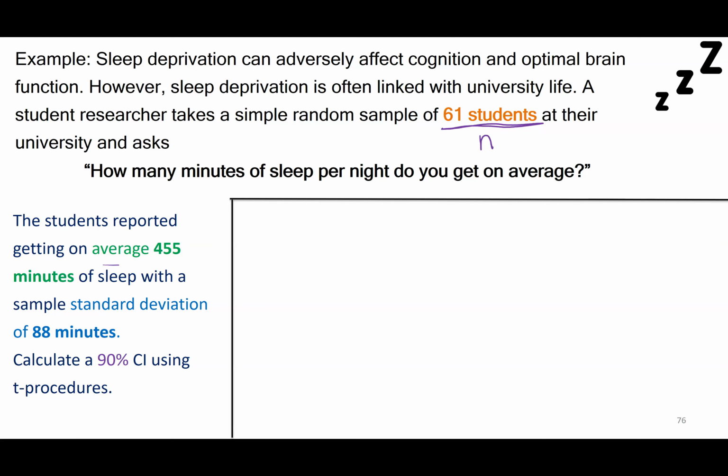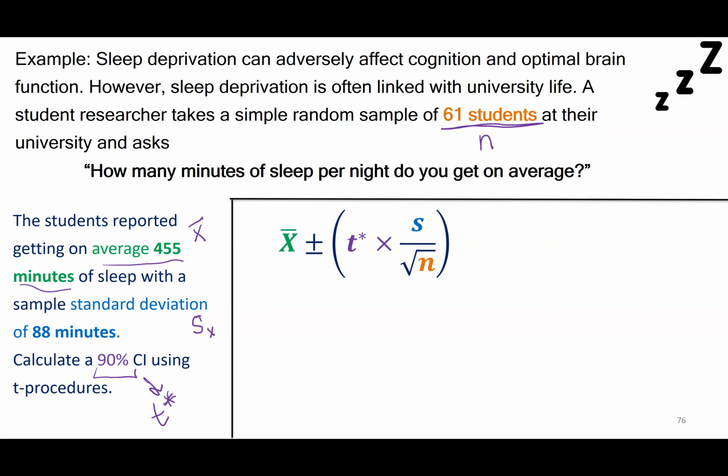Those students report an average of 455 minutes. This is in a sample, so this is X bar, with a sample standard deviation of 88 minutes. So this is S. I might write Sx some places as well. It just means the sample standard deviation of the variable X. So calculate a 90% confidence interval using t procedures. For this, we will have to figure out t star from a t table with 61 degrees of freedom. Or sorry, 60.